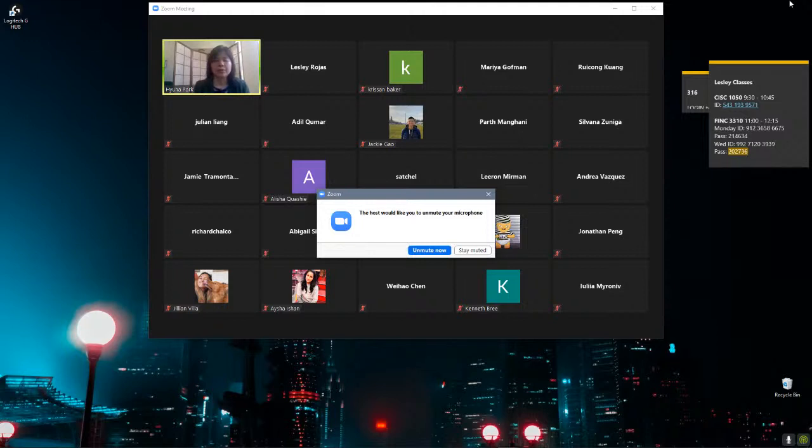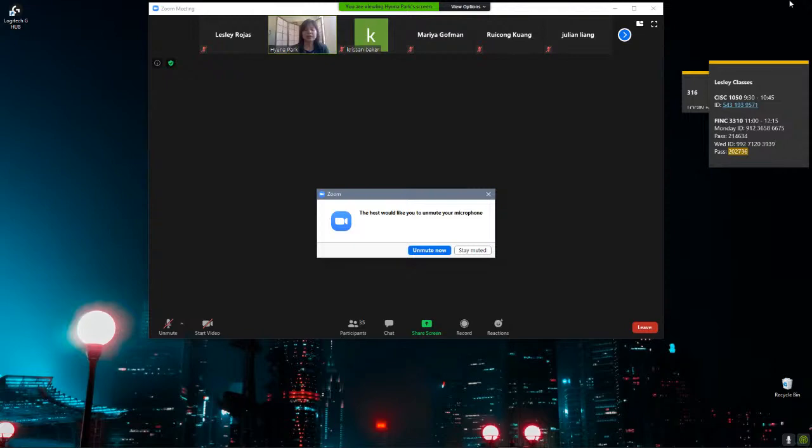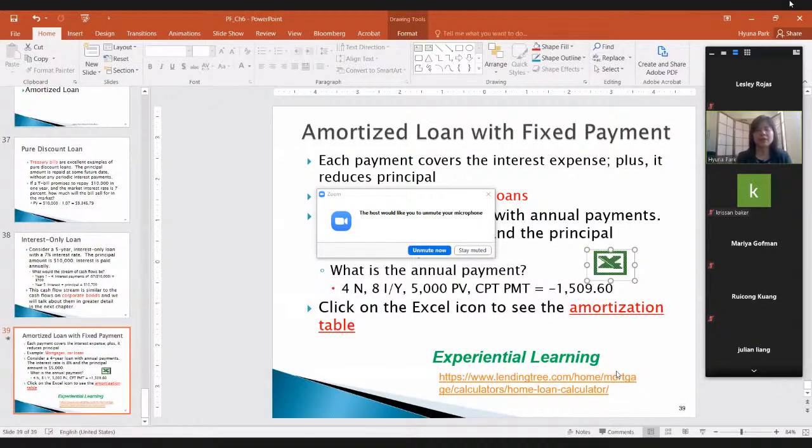All right, so we only have one slide remaining in chapter 6. So let's finish it. The last slide in chapter 6 is about amortized loans with fixed payments. In the real world, we have many good examples of amortized loans with fixed payments, like mortgages and car loans. So make sure you understand how an amortized loan with fixed payment works using the Excel file.